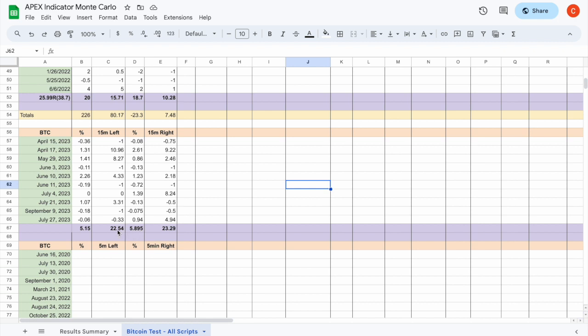So with the R values, however, this is why I do performance and R values, because you can compare them at the same time. Because sometimes you can get better R values and not get good percentages, and vice versa. So with R values, you got 22.54 on the left side, 23.29 on the right side, and that would have gave you about 45.83 R. So we'll do 45.83 on my calculator. Divide that by 20, and you're looking at an average of 2.29 R per trade.